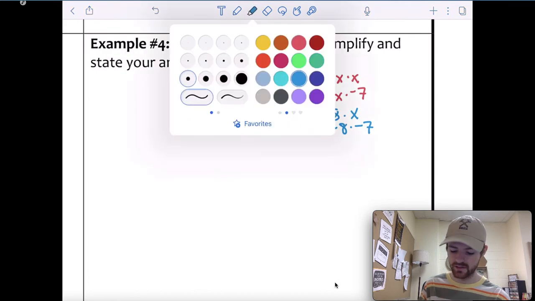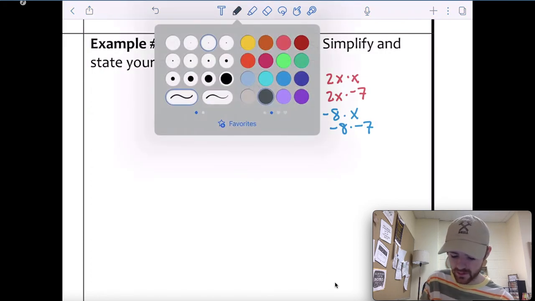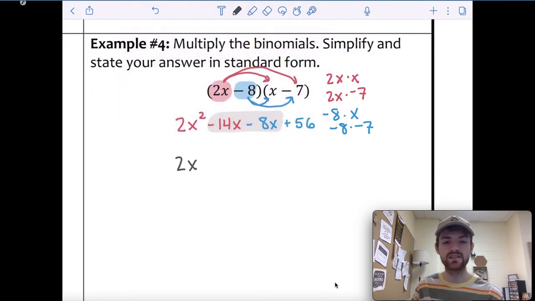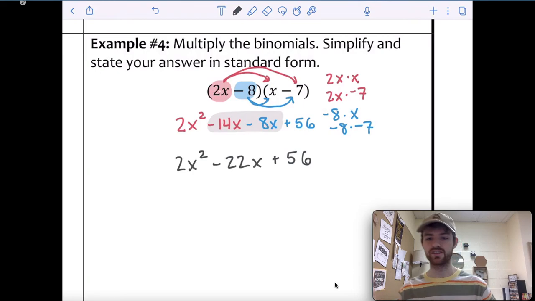I look to see if there's anything I can combine, and there is. First let me bring this down. Minus 14x and minus 8x will combine together to get minus 22x plus 56. Let's ask ourselves, is this in standard form? It is. So this is where we're done.